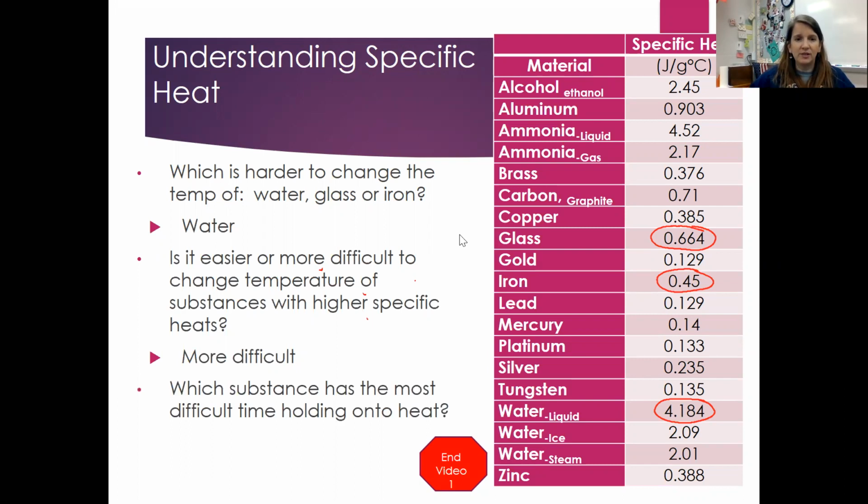And then last question, which substance has the most difficult time holding on to heat? So what is the hardest time holding on to heat? Is it going to be something that has a high specific heat, or is it going to be something that has a low specific heat? Well, it's going to be something that has a low specific heat because that means it doesn't take much energy, again, to change the temperature 1 degree Celsius. So the things with the lowest specific heat, in this case gold and lead, means that I'm going to be able to change the temperature of that very easily. It's also going to lose heat really easily. So it's going to have a hard time holding on to that heat.